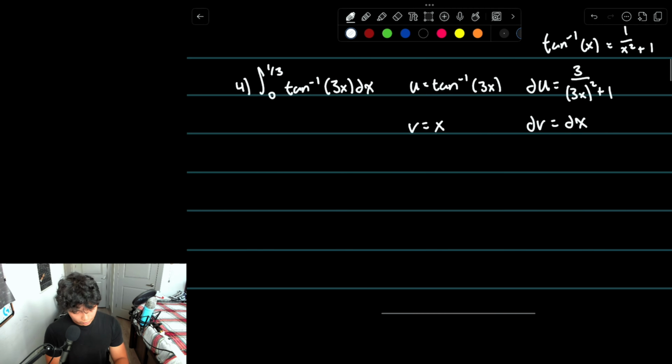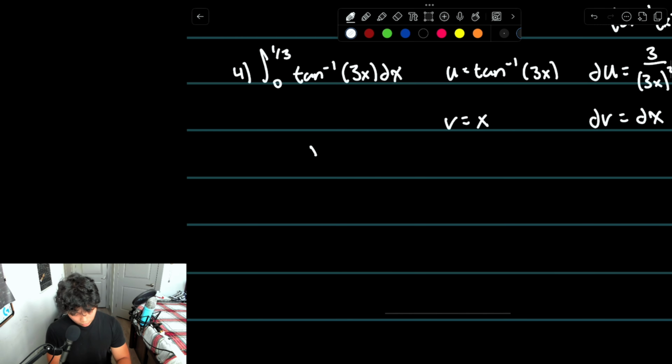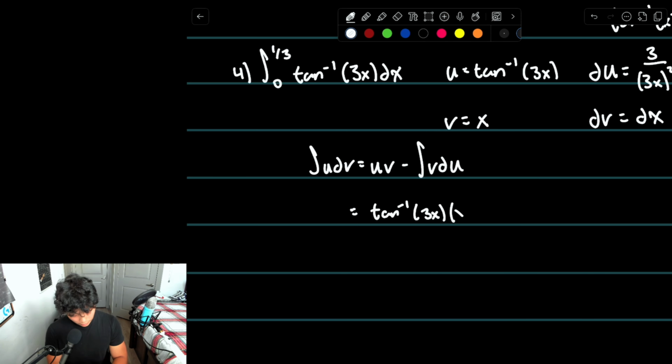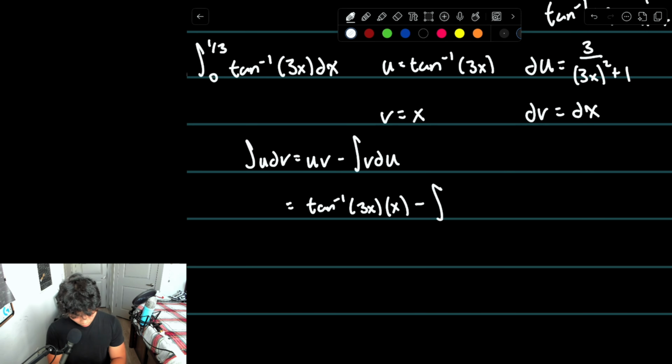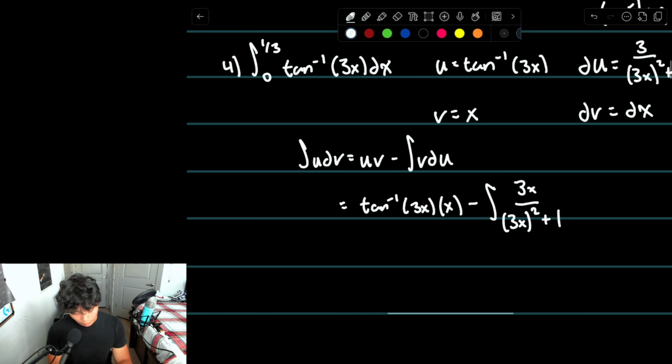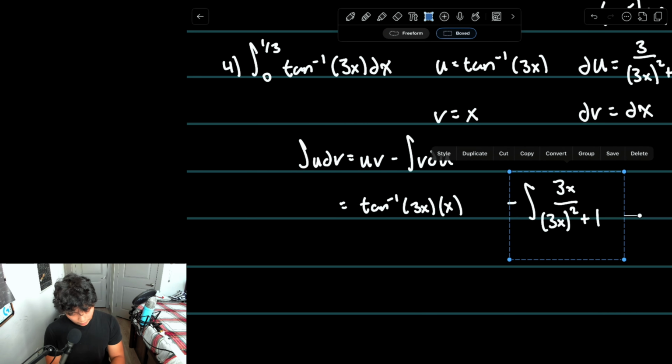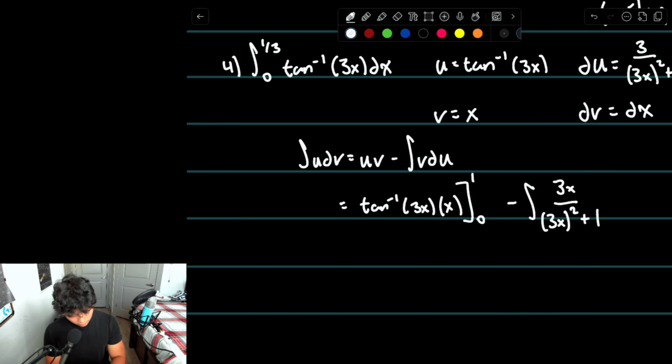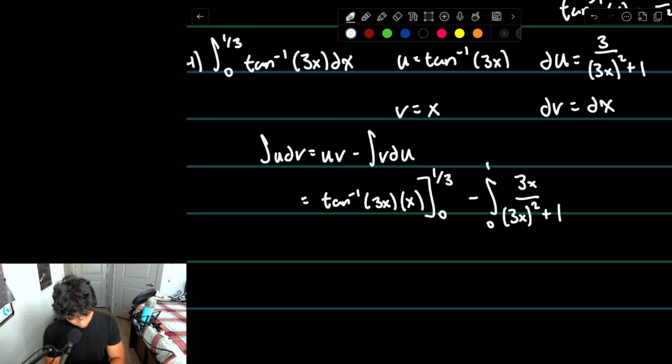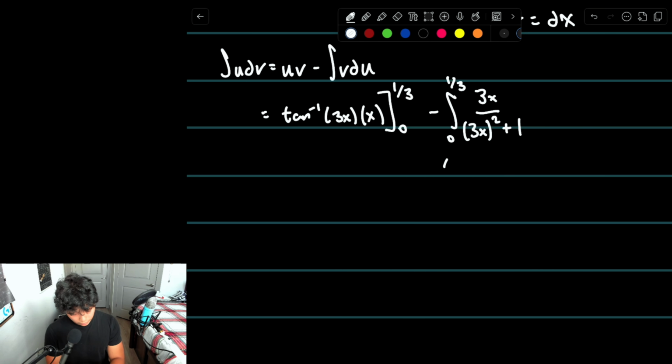Now that we have all of our terms, we could simply just plug it in to our formula, which will get us the inverse tangent 3x times x minus the integral of 3x over 3x squared plus 1. Now, if you haven't noticed, we are missing something, and that is our bounds. So let me bound our first half by 0 to 1/3, as well as our second half from 0 to 1/3. Again, I prefer solving the integral first before solving our first half, so let's do that.